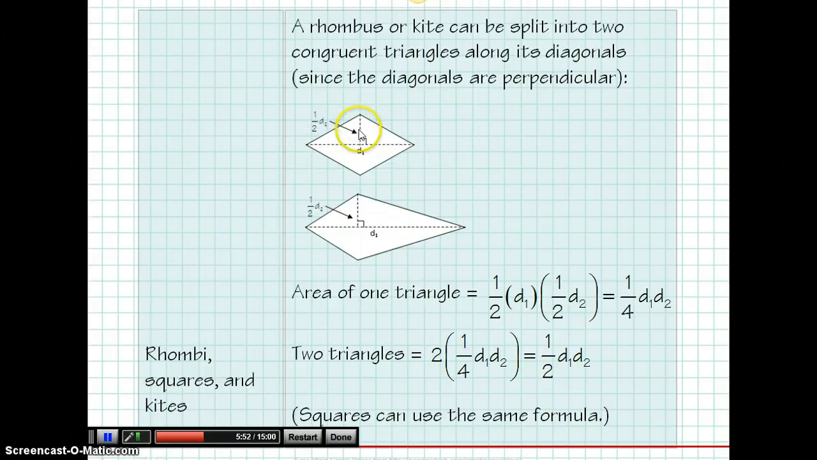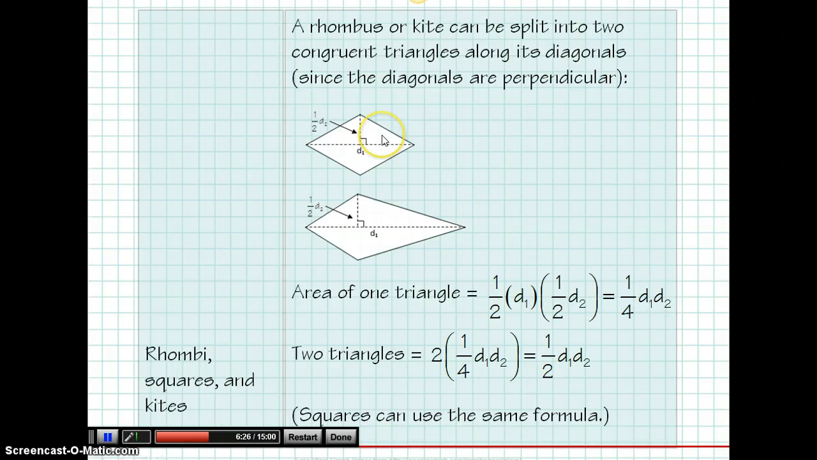Well, the height of my triangle is 1/2 of one diagonal. The base of my triangle is the other diagonal. Whether I'm talking about the rhombus or the kite, it works the same way. So one of these triangles is going to be 1/2 of, because remember my area formula for a triangle is 1/2 base times height, so 1/2 of my base, which is diagonal 1, times the height, which is 1/2 of diagonal 2. Multiply all that together, and you get 1/4 diagonal 1 times diagonal 2.